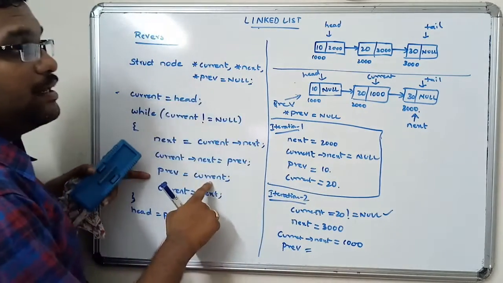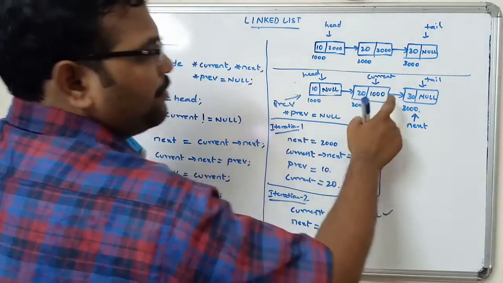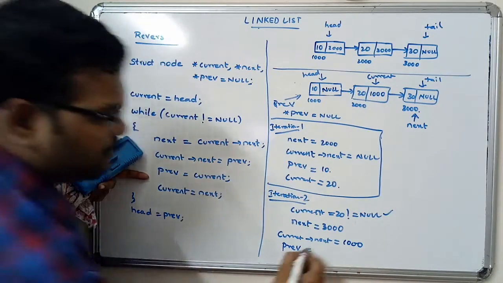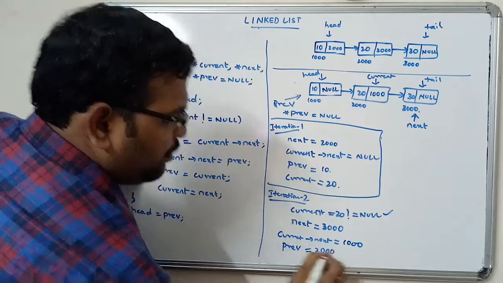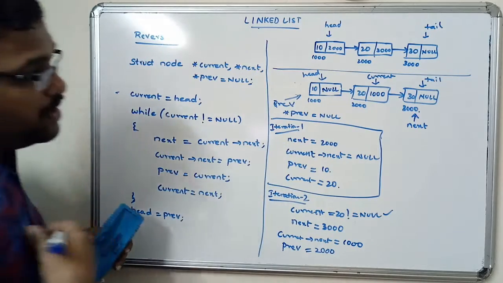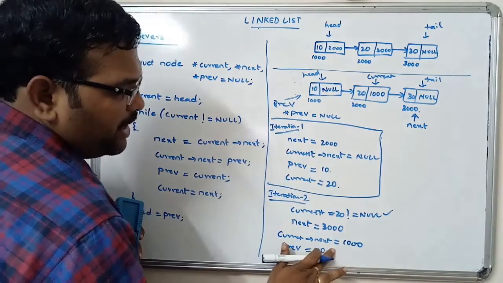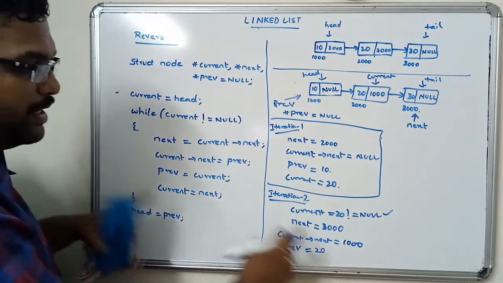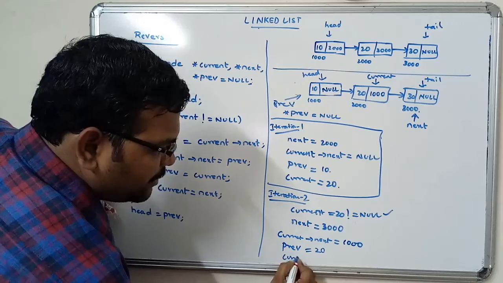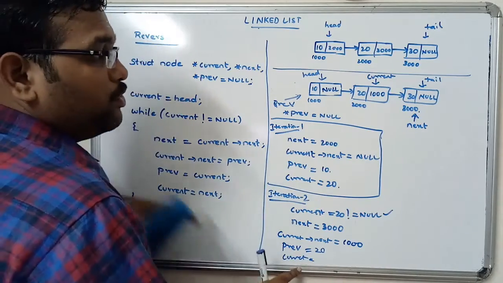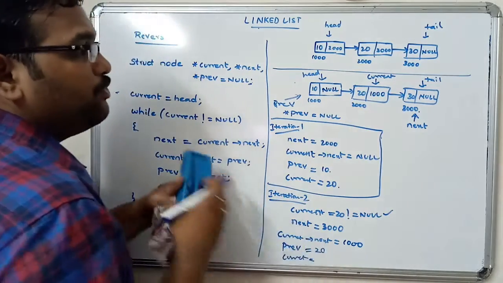Previous is equal to current. What is the current here? Current is 2000, or 20. Okay, simply we can write the element. Previous is equal to 20. And current is equal to next.